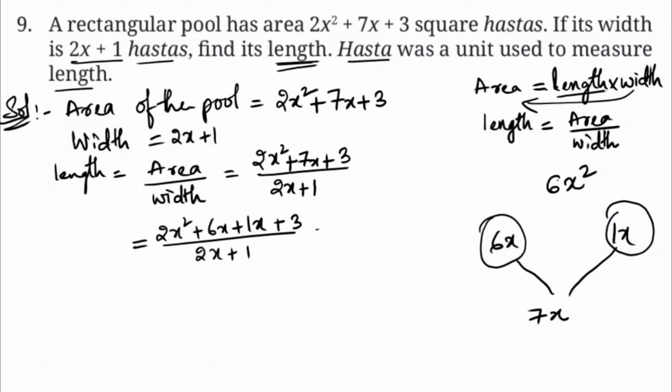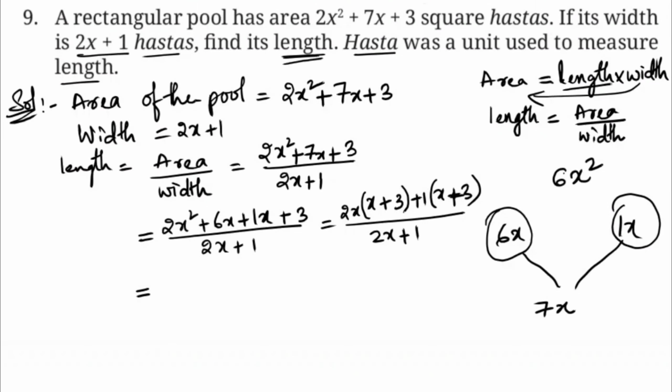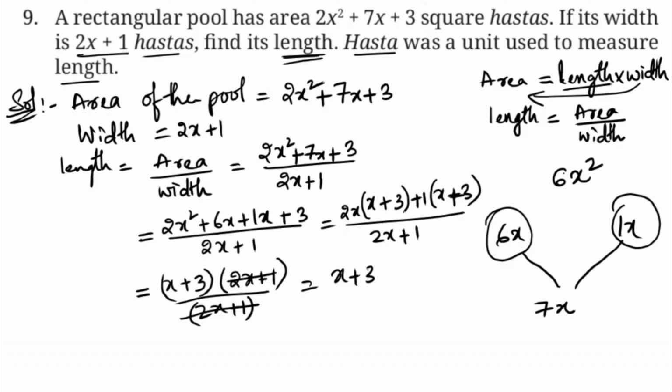2x + 1. So here 2x is common: x + 3, 2 threes are 6, plus 1 is common: x + 3, by 2x + 1. We can take out x + 3 common again. So x + 3 is common. What is left? 2x + 1 by 2x + 1. So we can cancel this. The length is x + 3.